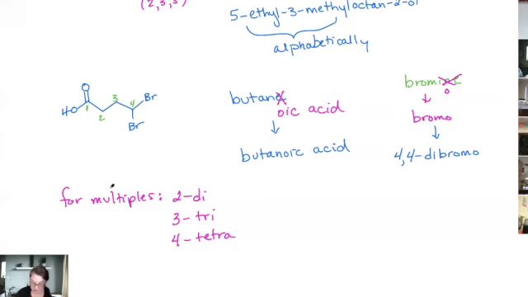Okay. So we have everything now. Let's put it together. So we're going to have our substituents for dibromo butanoic acid. Okay, and remember, it's understood that the carboxylic acid is at carbon 1, so you don't have to number that.